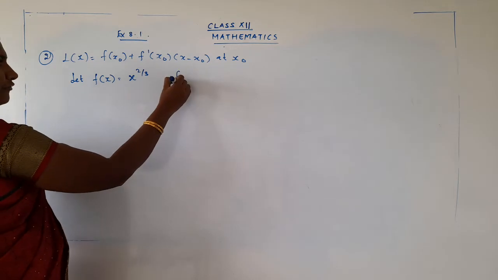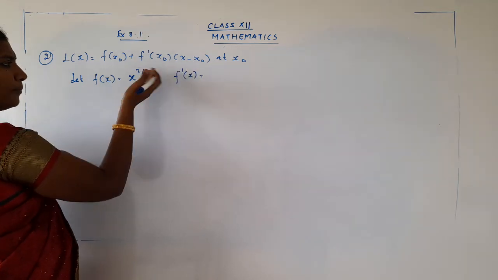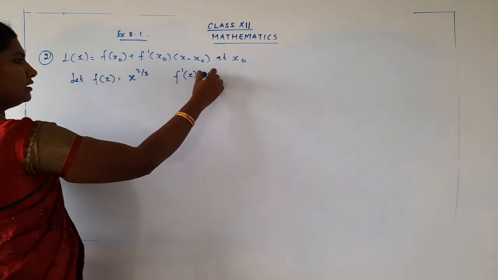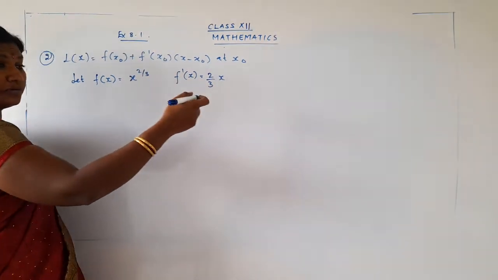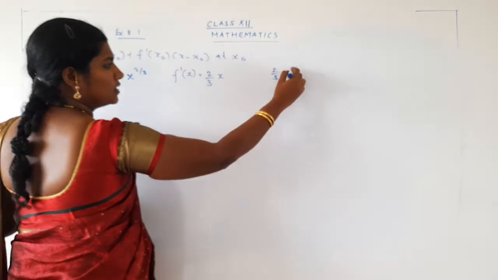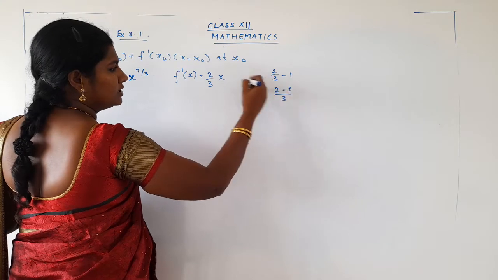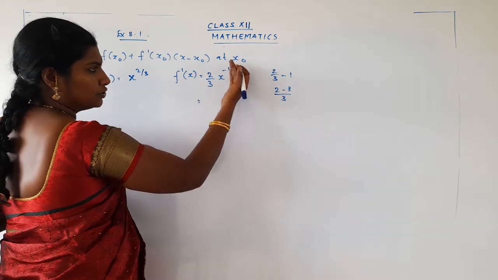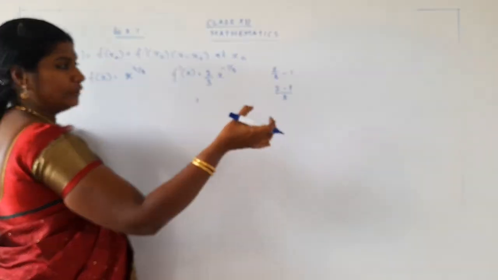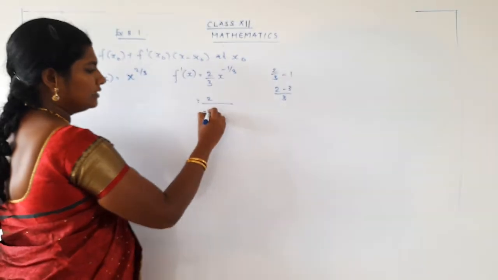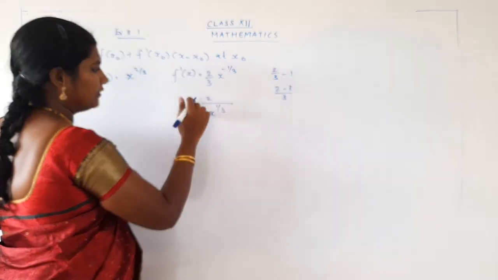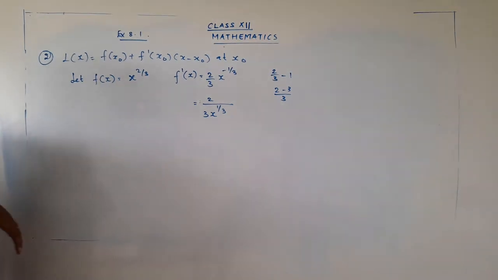So you know what is the next step? You have to find out f dash x. Take 2 upon 3 to the front. X you write down as this 2 upon 3 minus 1. 2 upon 3 minus 1. 2 minus 3 upon 3. So it's minus 1 upon 3. So you can bring the negative power in the denominator. So I get 2 upon 3 x raised to 1 upon 3. So I have found f dash x. I have found f of x.